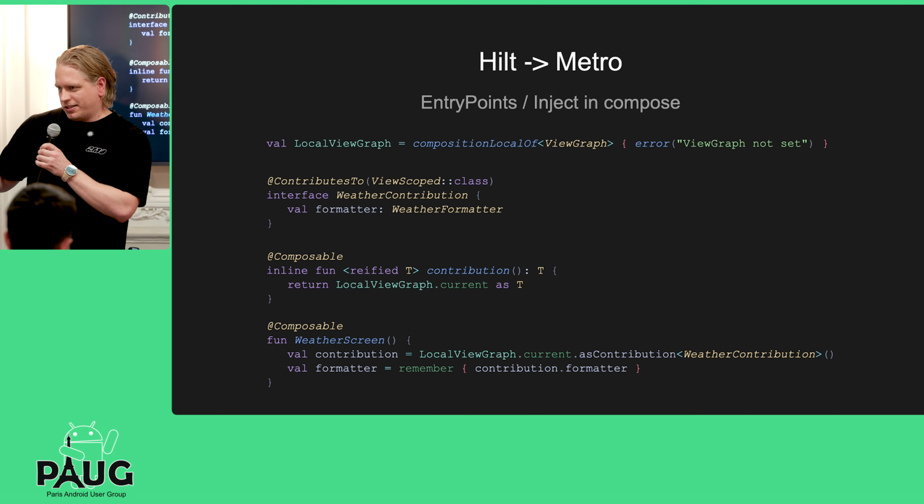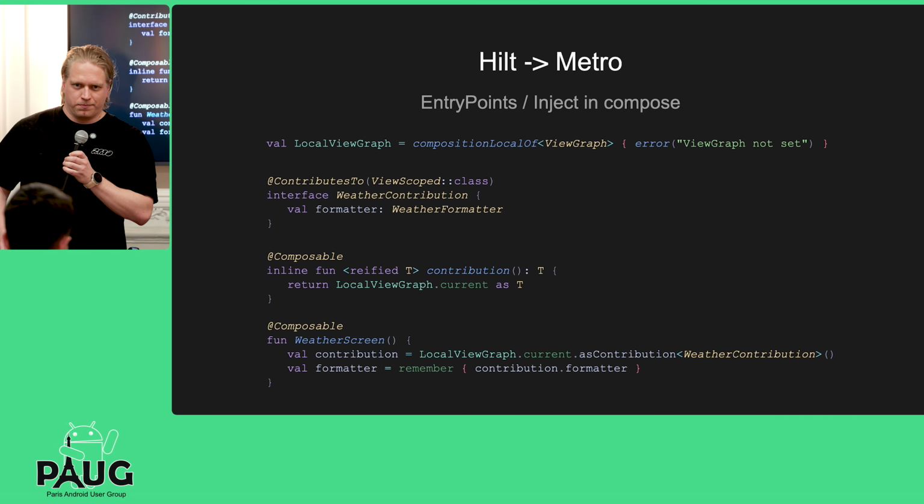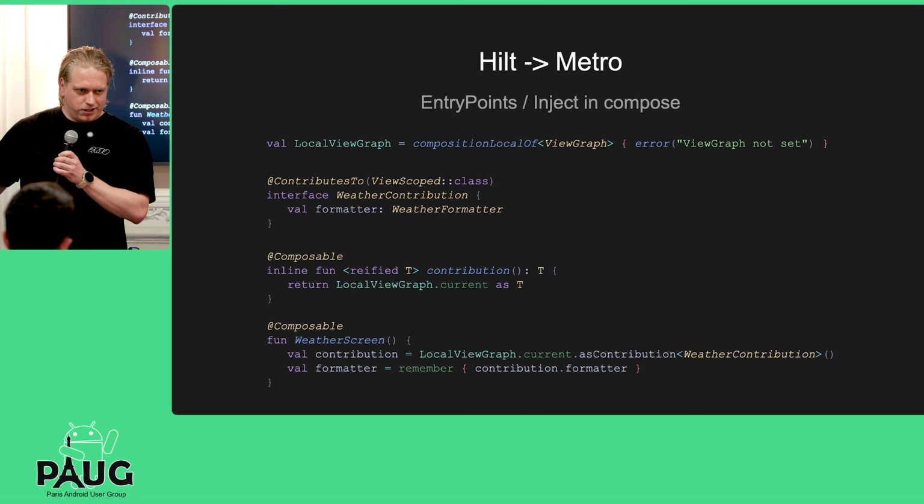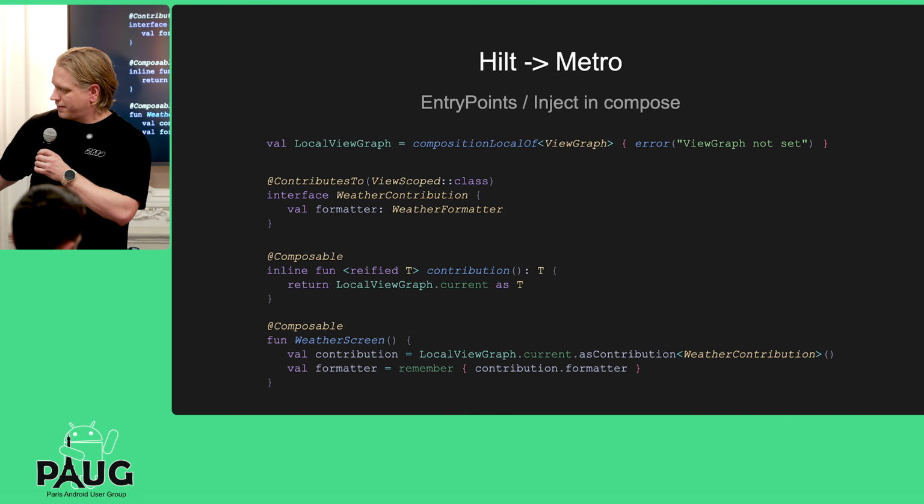I want to mention that this contribution is actually a built-in function as well. There's a built-in as contribution. The reason we don't use it is that it only works for top-level dependency graphs, so it does not work for graph extensions. And I think it also only works if it's within the same module. But if you are so lucky that you can use this, the Metro compiler will actually check that this cast will succeed. So you get compile time safety.